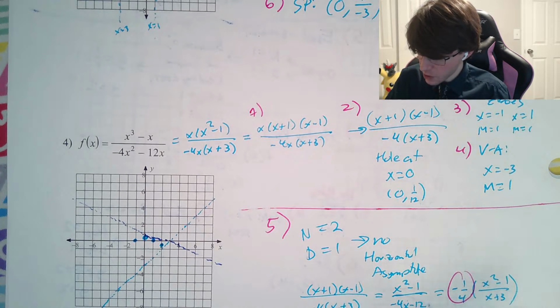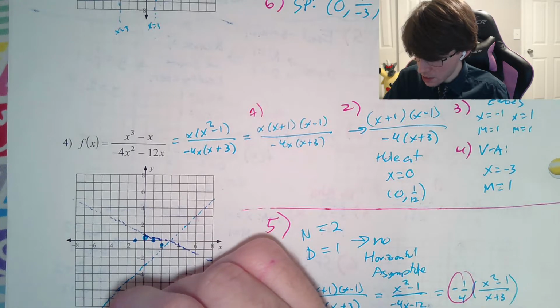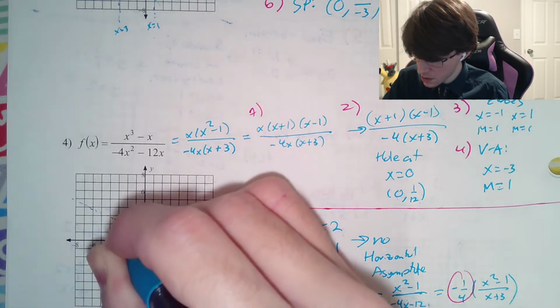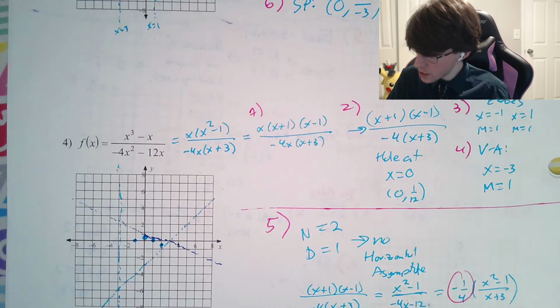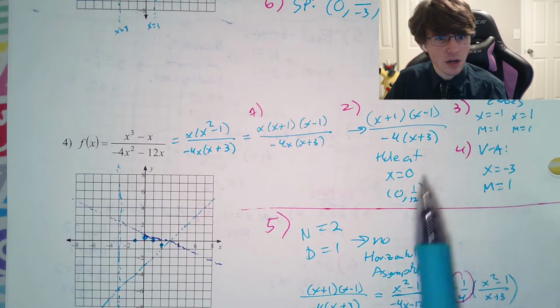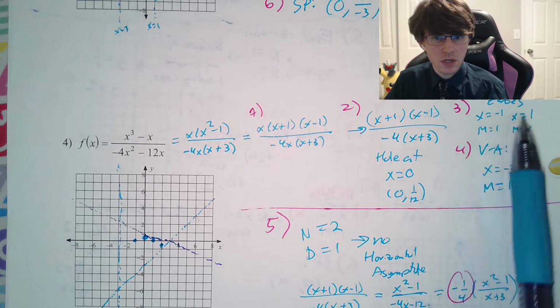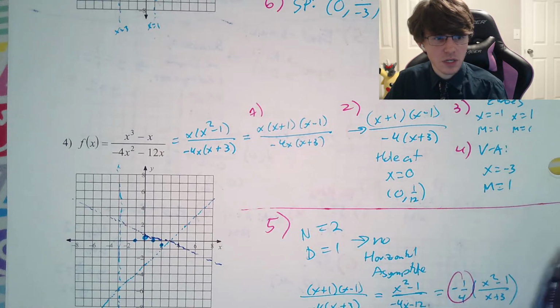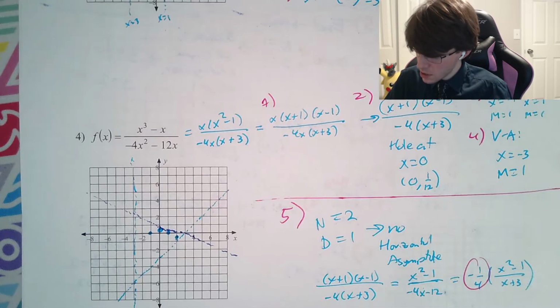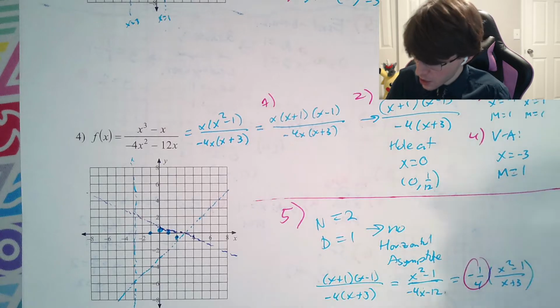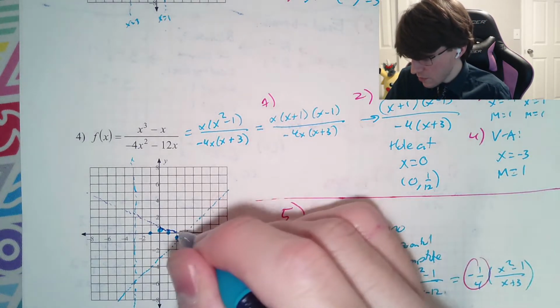What else? We have a vertical asymptote at x equals negative 3. Is that all of my information that I've written down? We got the hole, the zeros, the vertical asymptotes, the end behavior. Whew! All right. So again, we have all these values. The end behavior, it's going towards it.